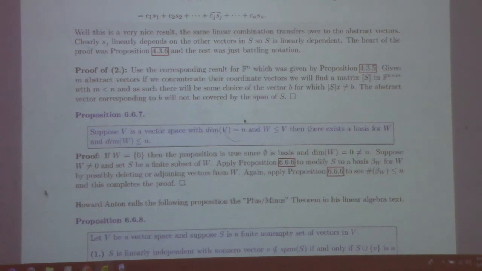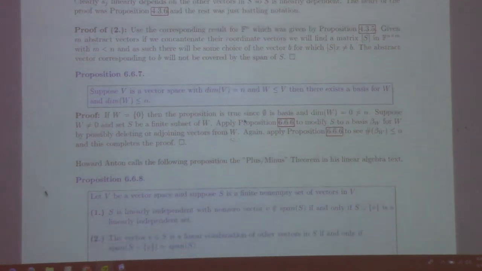But if we have a subspace W of a vector space, then there exists a basis for the subspace, and the dimension of the subspace has to be less than or equal to the dimension of the vector space in which it sits. Okay, that's kind of nice. We'll prove that next class. I'll show you examples of it today, though.